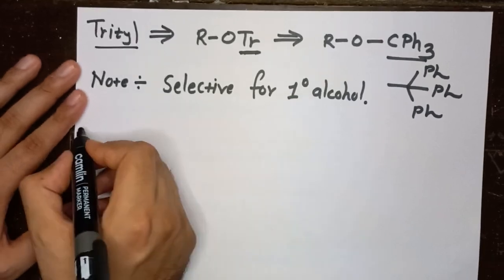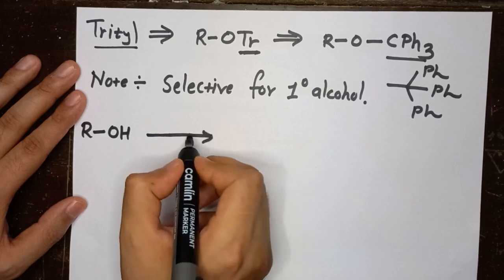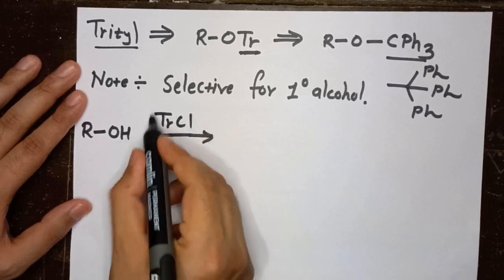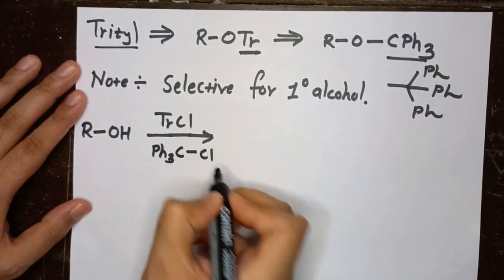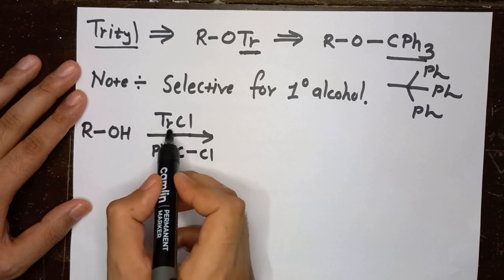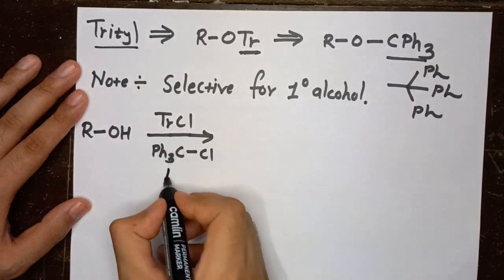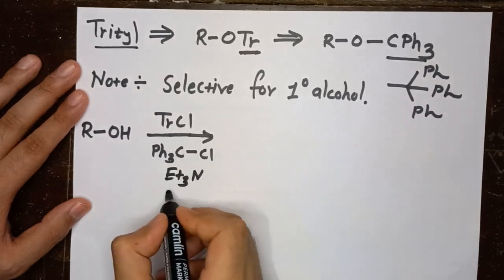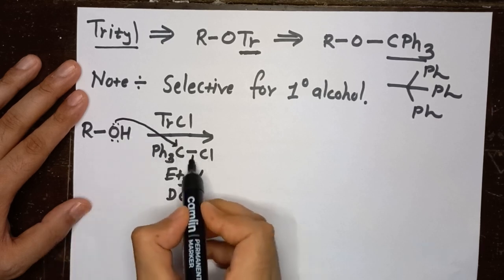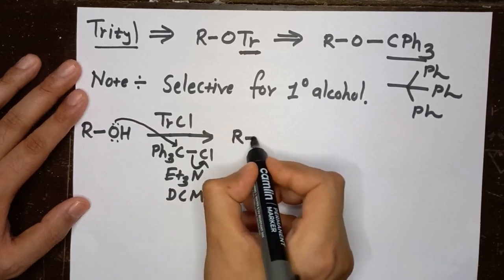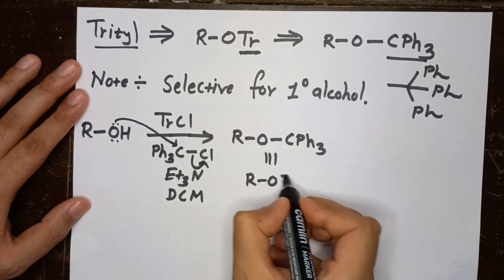Now let's talk about protection. So this is my alcohol group. If I react this with trityl chloride, so what is the trityl group? Trityl group is CPh3. So I can write CPh3Cl. Basically I substituted this trityl group with CPh3, and this is what we call trityl chloride. In the presence of triethylamine as a base and DCM as a solvent, this oxygen lone pair will attack at this carbon, Cl is going to leave, and you will form ROCPh3. In other words, RO trityl group.